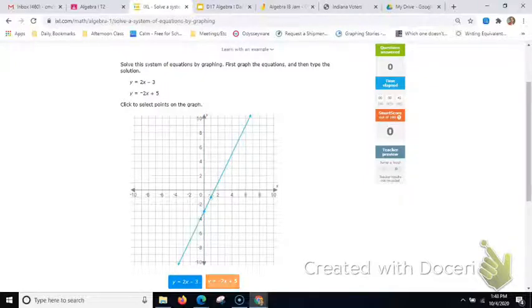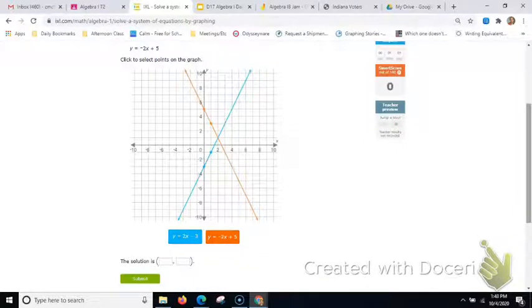Now, before you do the second line, you have to click that second box. Otherwise, it's just going to change your first line, and it's frustrating. So now you're going to go to 5 and down 2 and over 1. And so graph, tell me where they cross. We graphed both lines on the same coordinate plane, and now we're going to see where they cross.